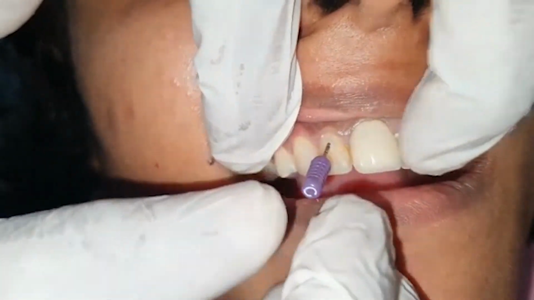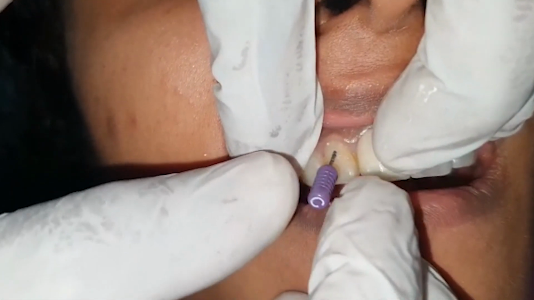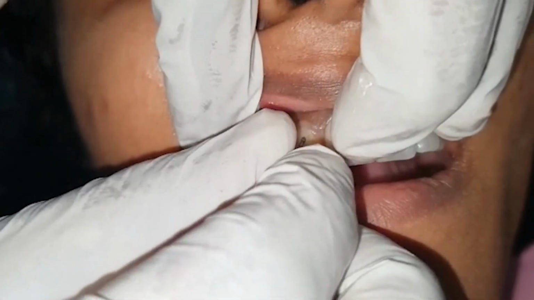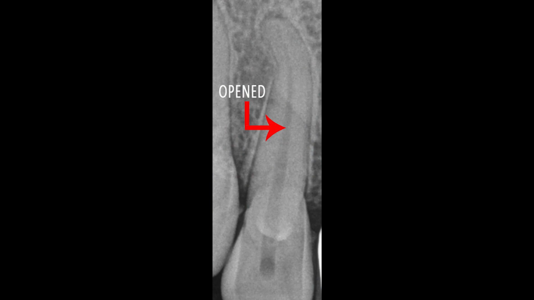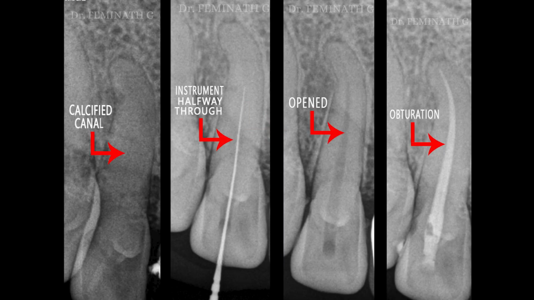You can see now I am using a slight force towards the outer wall. And when I am pulling it out, you can see I am pulling it through the outer wall of the curvature, so that wall is negotiated, that wall is straightened. You can see that. And now this is the first X-ray, the intraoperative and the postoperative.